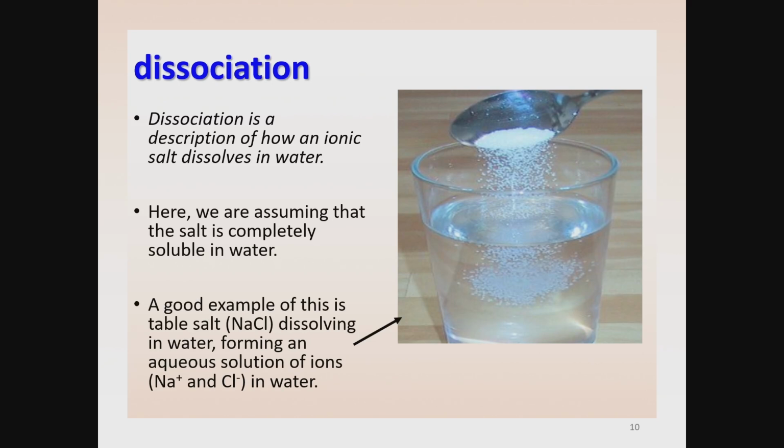So what happens here is that we have solid table salt up here, which is, of course, the ionic compound sodium chloride, and it drops into the water. And what it'll do is it will separate here into ions in the water. This process of the solid salt separating into ions in the water is called dissociation.